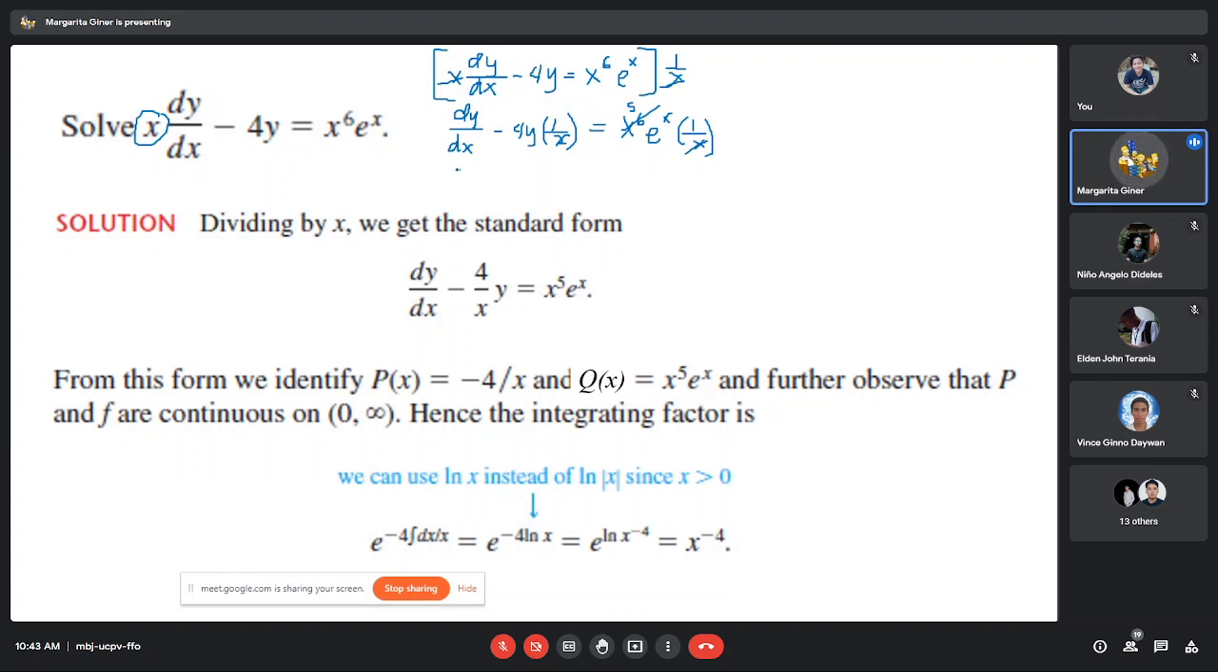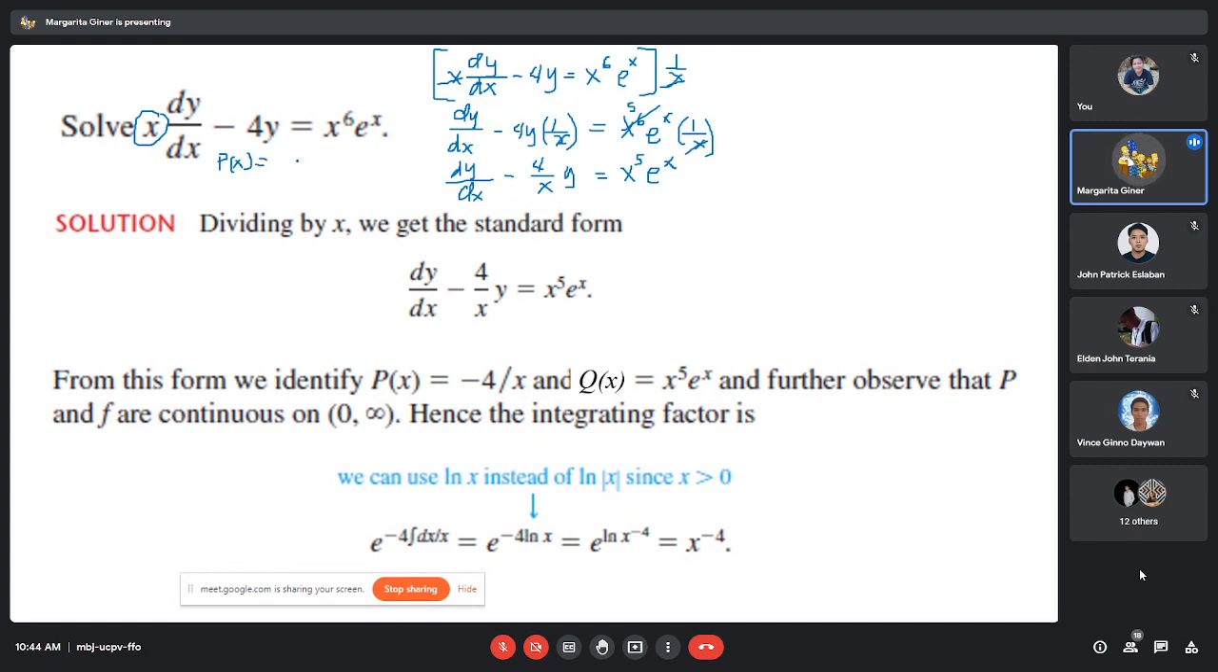So, this will become dy over dx is minus, so 4y times 1 will become 4 over x y. Okay? Is equals to x raised to 5 e raised to x. So, this is our standard form. So, what is the value of your px?